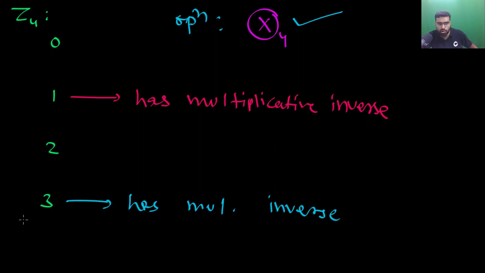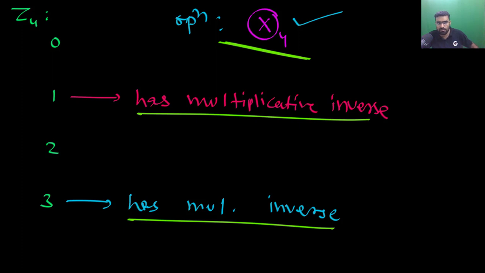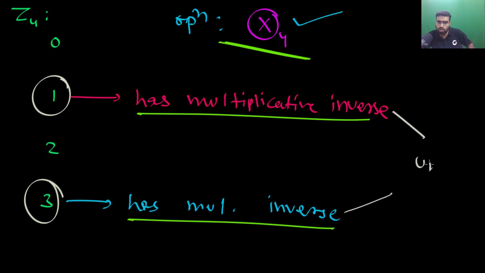So these two elements are called units. These elements, 1 and 3, have inverse under this operation, multiplication modulo 4. So we are basically collecting the units. Remember, 0 and 2 do not have inverse. So these elements which have inverse are called units.